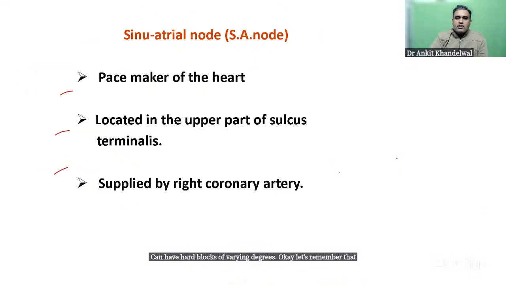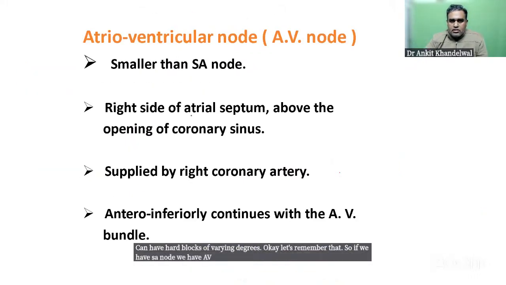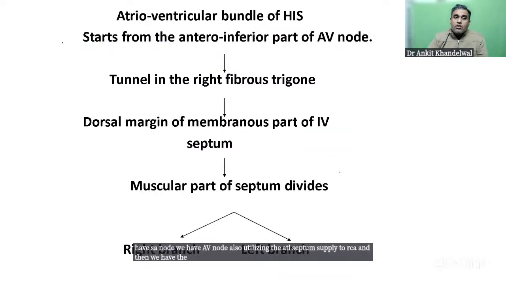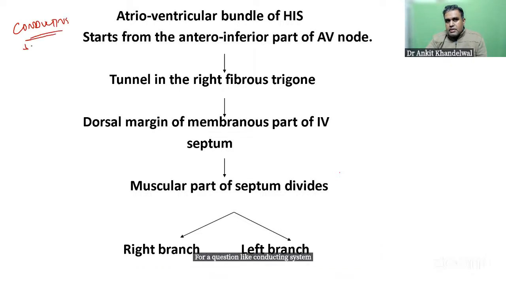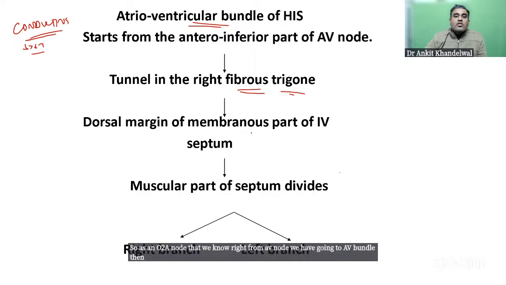So if we have SA node, we have AV node also. It lies in the atrial septum, supplied by RCA. And then we have the conducting system, try to make this flow chart over here. So for a question like conducting system, it is best to make a flow chart. So SA node to AV node, that we know, right? From AV node, we go to the AV bundle. Then we have the fibrous trigone, then it goes to the IV septum.